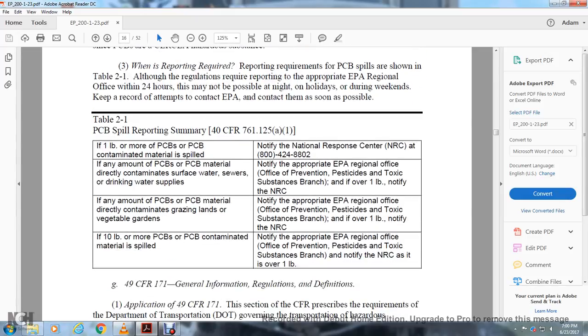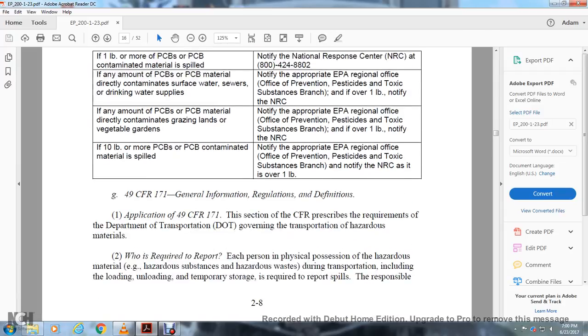If the amount of polychlorinated biphenyls directly contaminates grazing lands or vegetable gardens, notify the Environmental Protection Agency regional office, Pesticides and Toxic Substances. If over 1 pound, notify the National Response Center. If 10 pounds or more of the polychlorinated biphenyls or materials containing them is spilled, notify the Environmental Protection Agency, Pesticides and Toxic Substances Branch, and notify the National Response Center if over 1 pound.